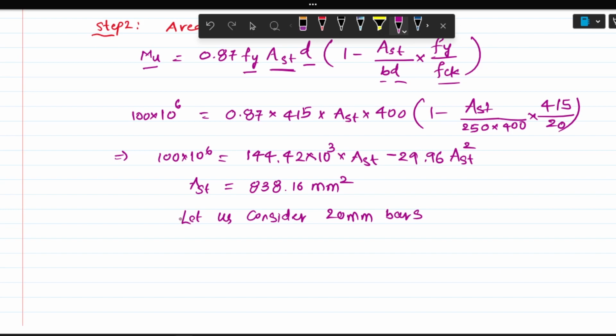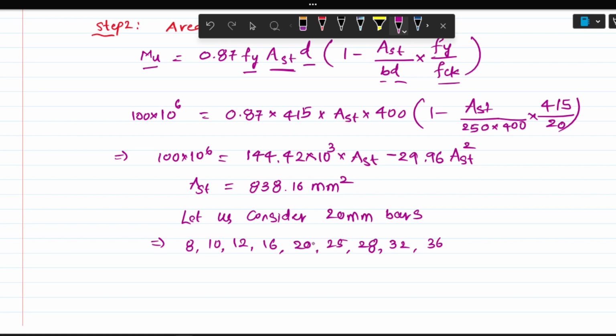You have to know the diameters of the bars available in the market also. I will give a list of bars: 8, 10, 12, 16, 20, 25, 28, 32, 36. These are some of the diameters of the bars which are available in the market. Don't take an irregular diameter.